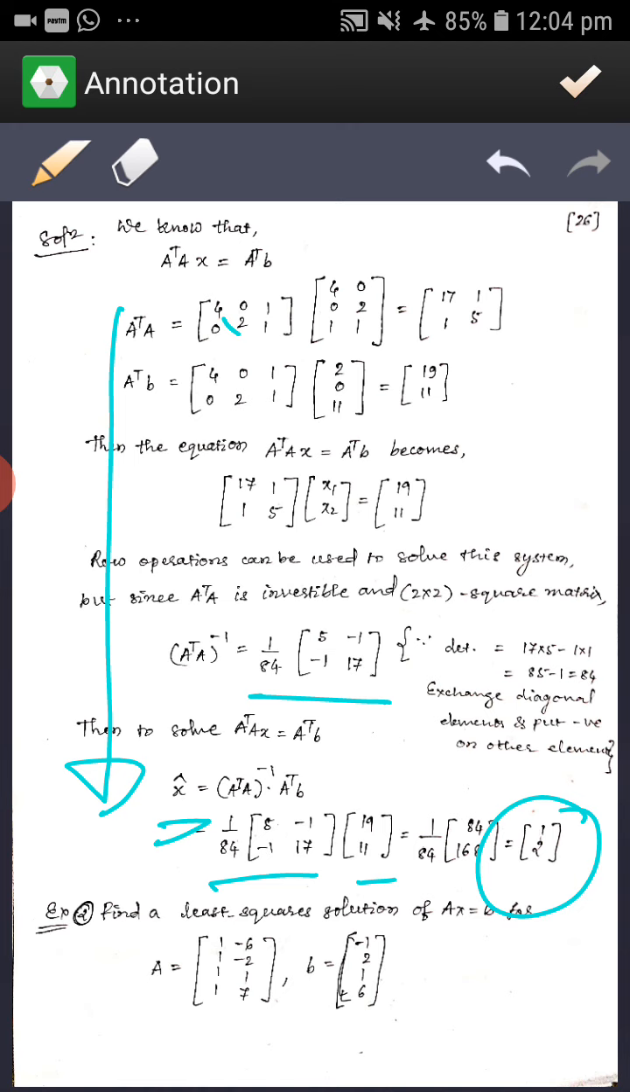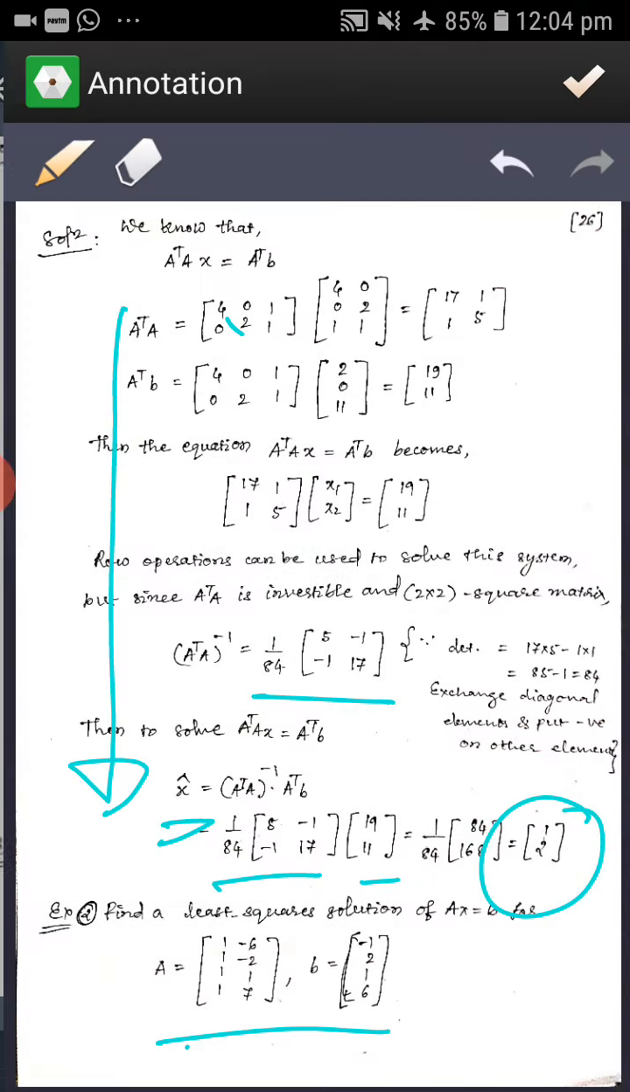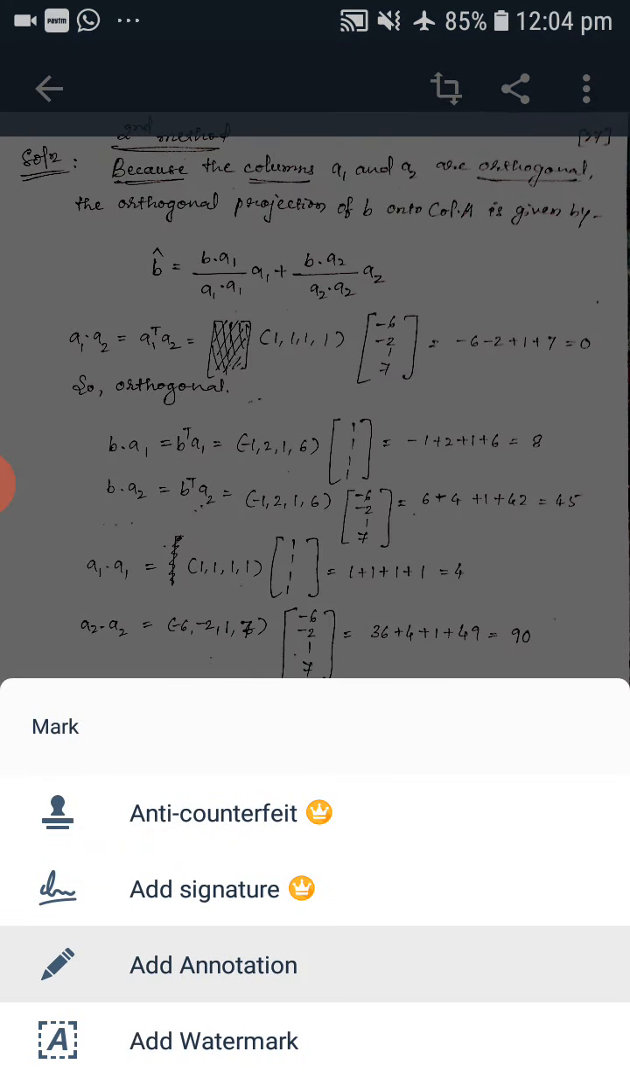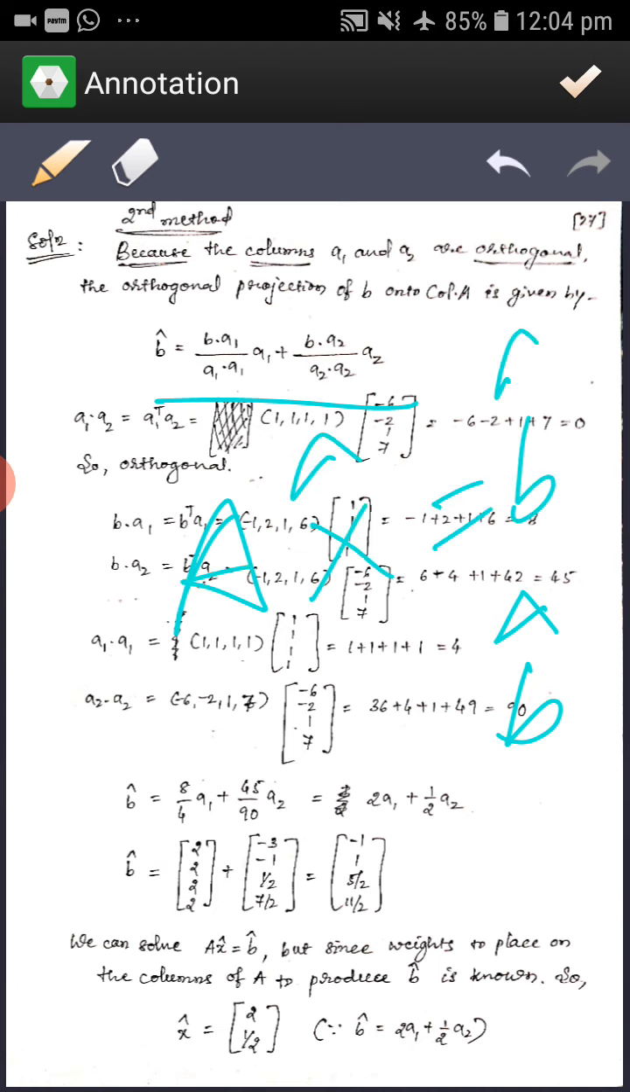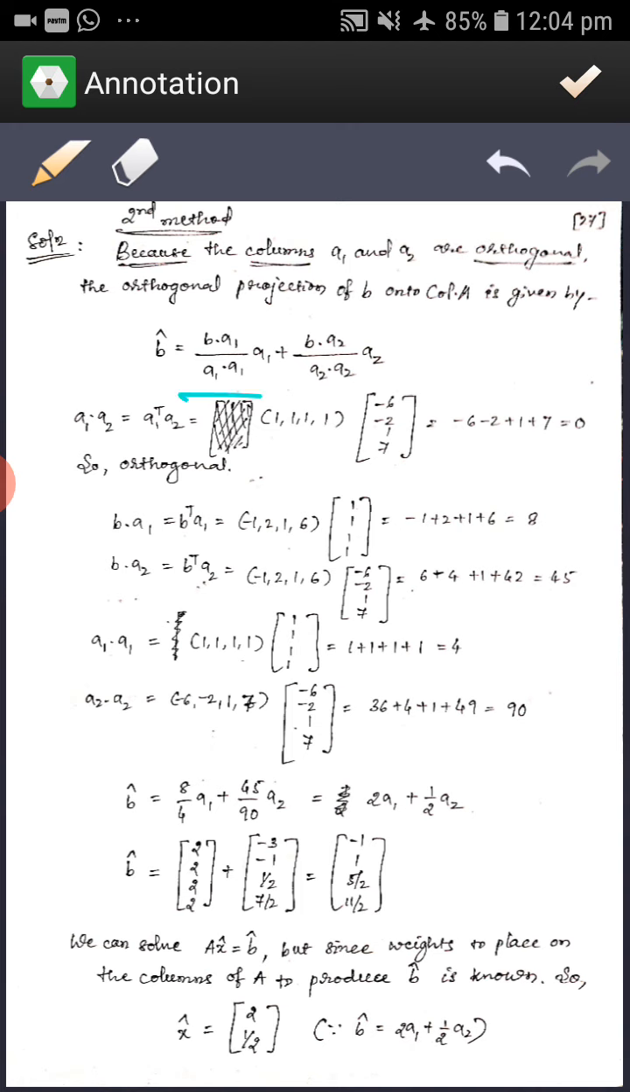Now we'll take another example. Again A has been given and b has been given. Here one more method we have taken. Instead of the same A transpose A, we can use this also. We need to calculate b cap, and we know that A x cap is equal to b cap. This is the first method we mentioned, A into x cap is equal to b cap.